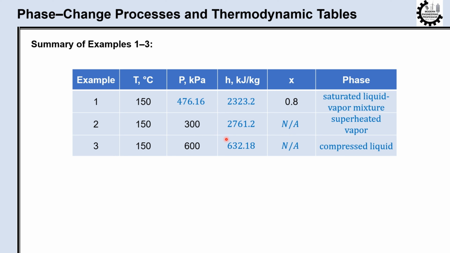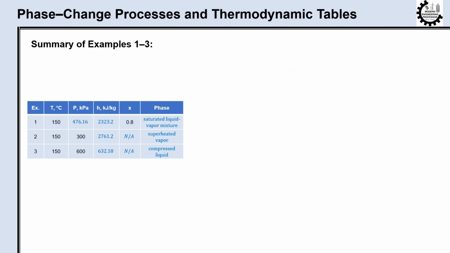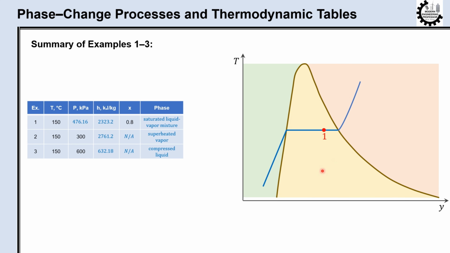We can also locate the thermodynamic state of each example on the phase diagram. Example 1 is in the saturated liquid-vapor mixture region at a pressure of 476 kilopascals and a temperature of 150 degrees Celsius. Example 2 is in the superheated vapor region at a lower pressure of 300 kilopascals, but the same temperature of 150 degrees Celsius. And finally, example 3 is in the compressed liquid region at a higher pressure of 600 kilopascals and the same temperature.